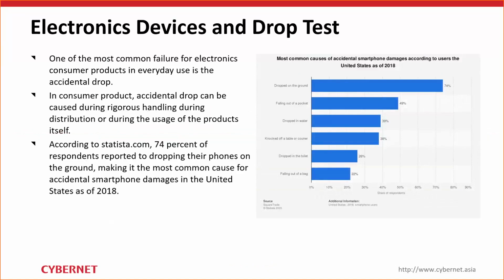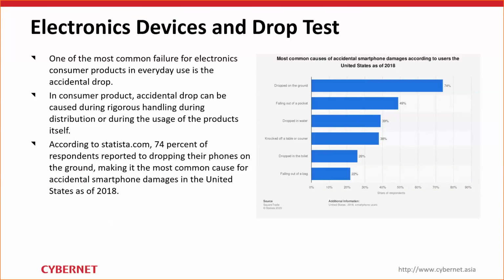Okay, now one of the common failures for electronics consumer products in everyday use is actually the accidental drop. In consumer products, accidental drops can be caused during rigorous handling, during distribution, or transportation, I should say, or in daily usage of the product itself. Like I mentioned previously, when you are doing outdoor activity such as running or cycling, those can increase the risk of accidental drop as well.